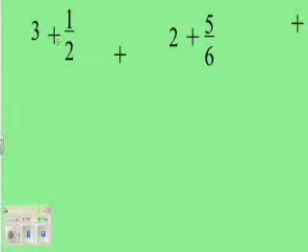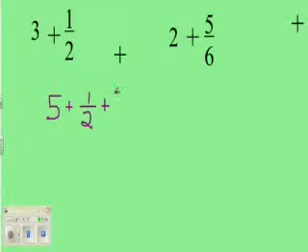We have 3 wholes and we have 2 whole circles. That makes a total of 5 whole circles. And we have a half, and we have 5/6. The only thing we need to do at this point is to combine our fractions.